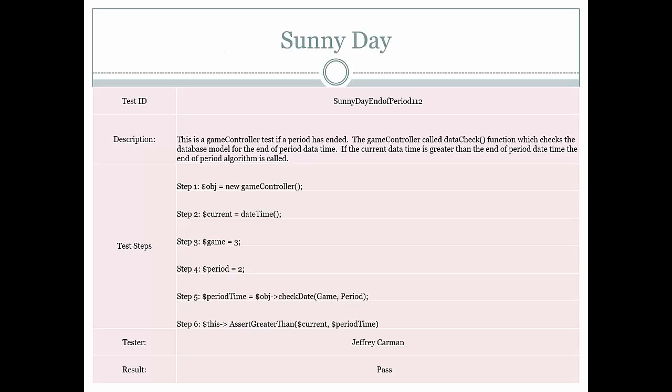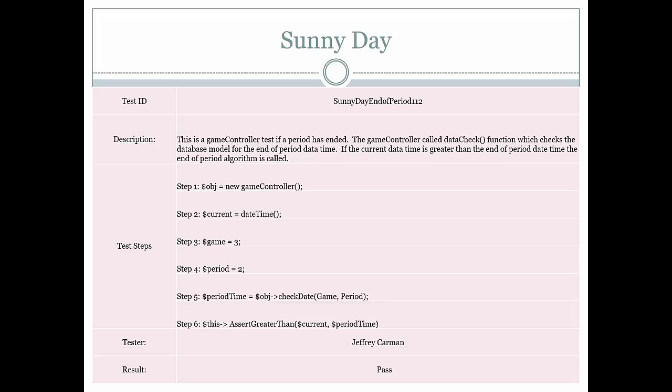So for our test cases, we have both a sunny day and a rainy day. Here's an example of a sunny day for end of period algorithm. The description here is that a game controller test for the period has ended. The game controller calls date check function, which checks the database model for the end of period date time. If the current date time is greater than the end of period date time, then the algorithm is called. So there were 6 steps for this sunny day test. The first step is to create a game controller object.